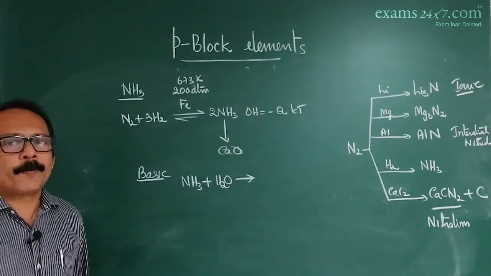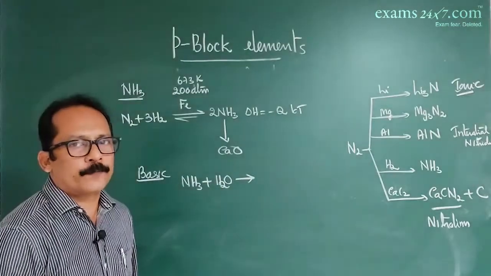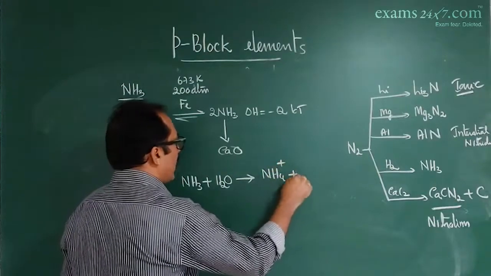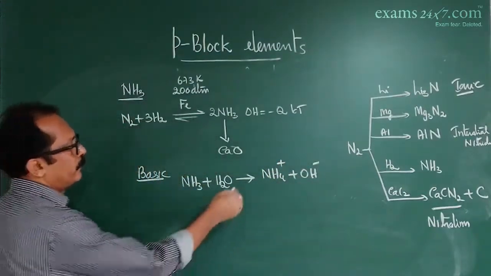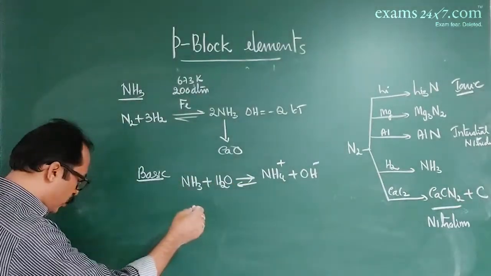So ammonia is an example of a Lewis base. Here the water donates a proton. This becomes NH4+ and OH-. This is a reversible reaction. Next one, reaction with hydrochloric acid.